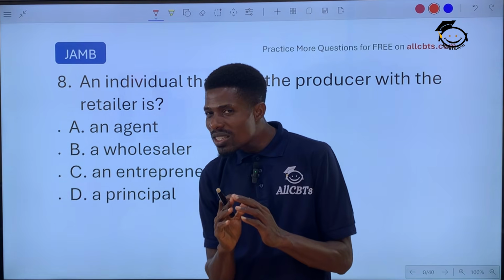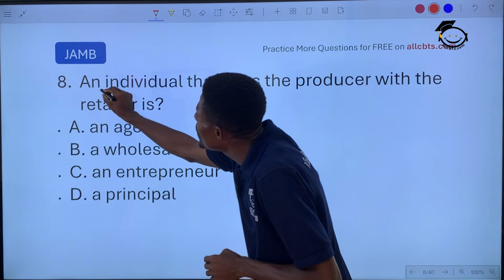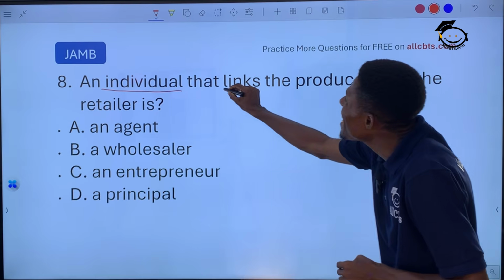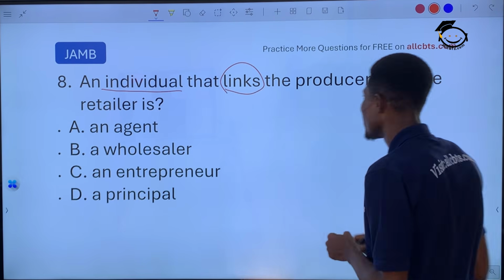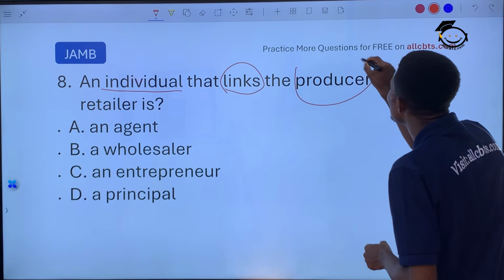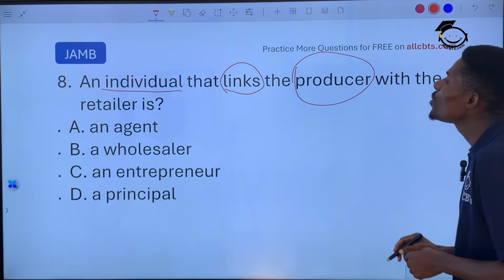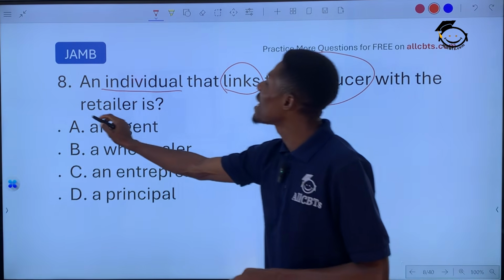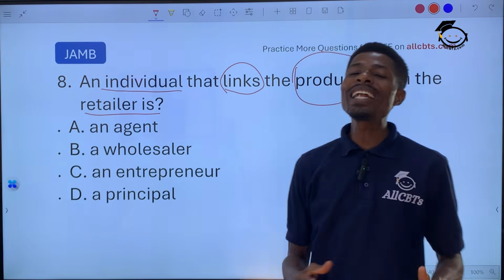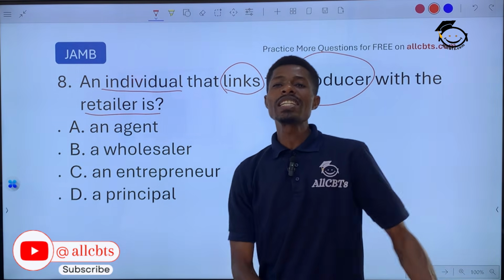Now, take note of this very carefully. An individual that connects the producer, the people producing, with the retailer. This is talking about the channel of distribution.